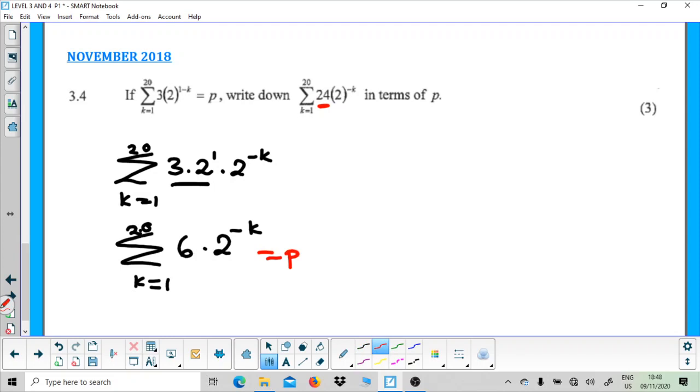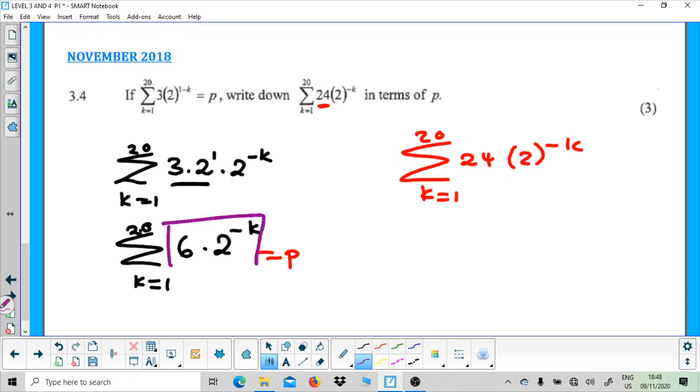Now, why am I saying this? Now we have another expression that is almost the same as what we have, 2 to the power minus k, from k is equal to 1 to k is equal to 20. The terms that we have over here, we were calculating terms by saying 6 multiplied by 2 to the power of negative k. Now we are getting them by saying 24 multiplied by that. How are we multiplying? What is the factor here?